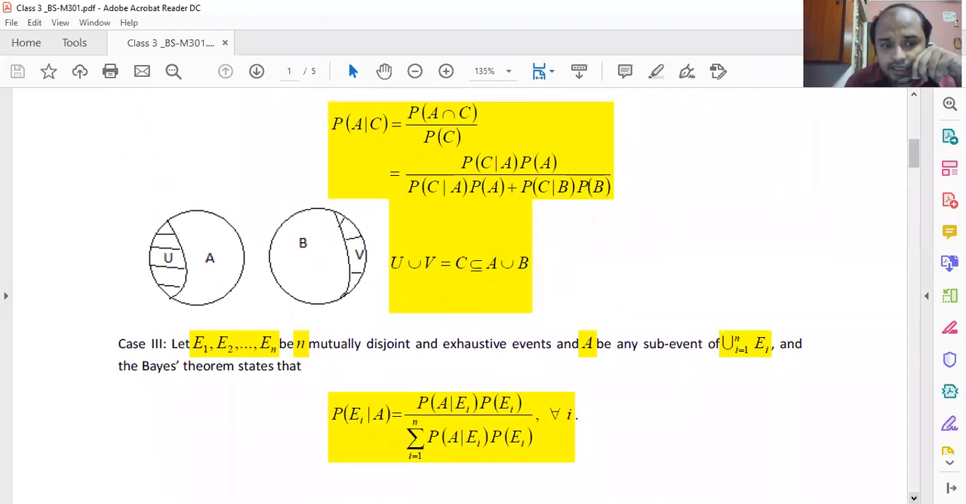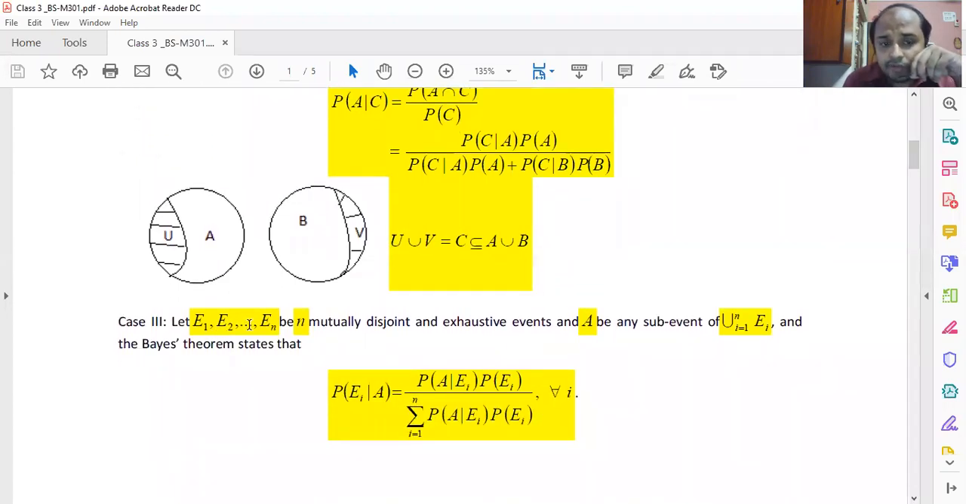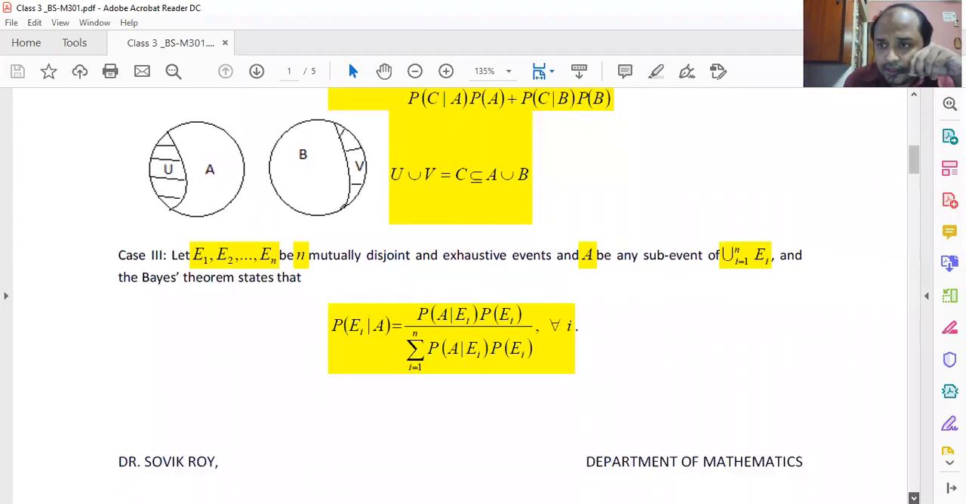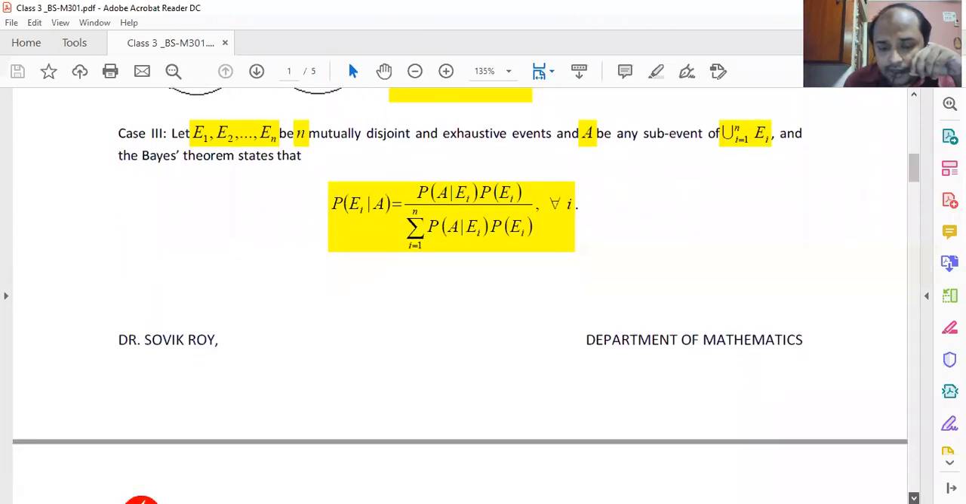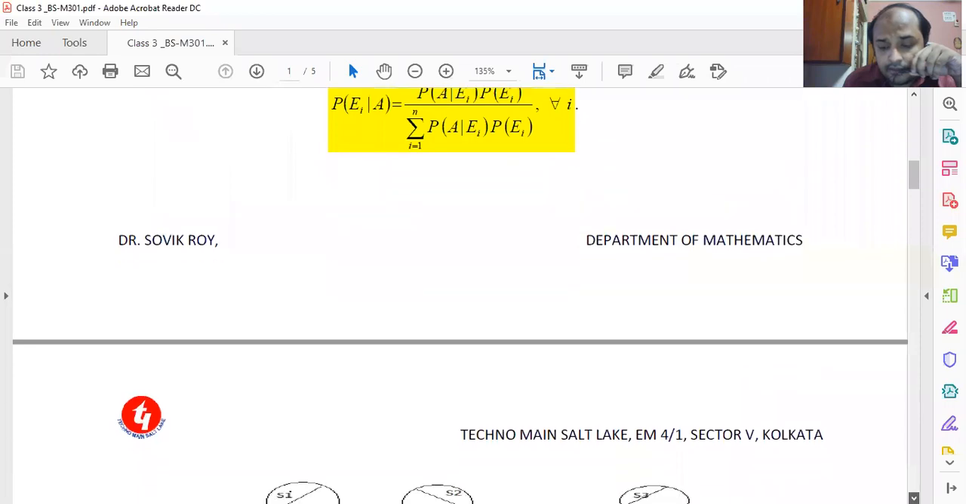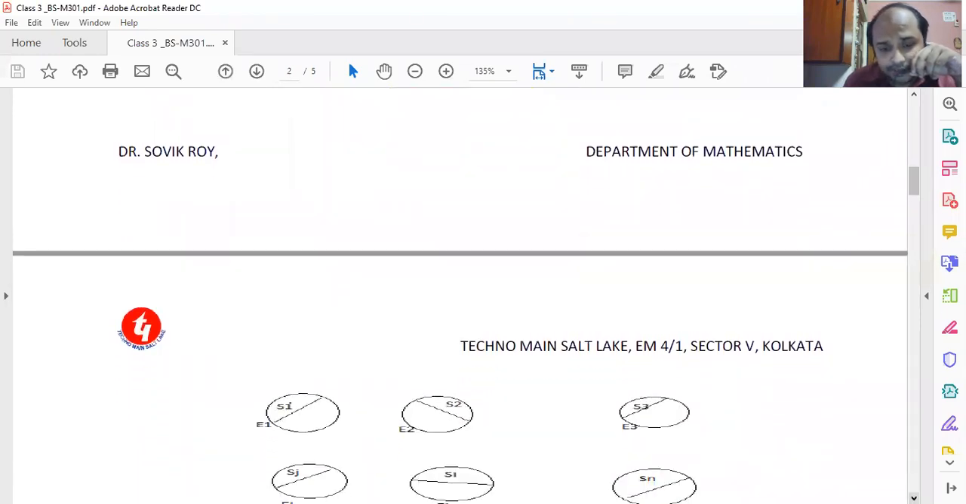Now we have considered a small n number of events denoted by E1, E2, up to En. These n events are mutually disjoint and exhaustive events. Let us go to the picture. And now I'm going to make you understand what we mean by this word mutually disjoint.